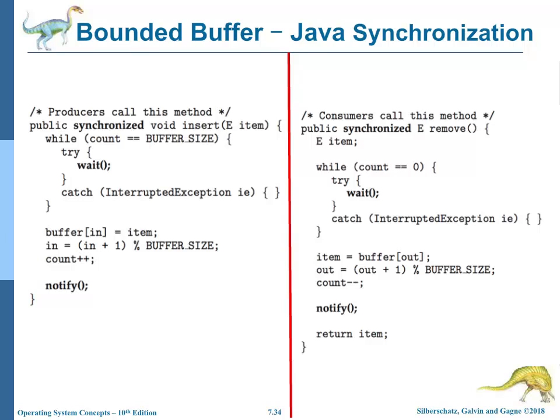It resumes execution from the call to wait. The producer tests the while loop and determines that room is available in the buffer, so the count right now is not equal to buffer size. The producer proceeds with the remainder of the insert method. If no thread is in the wait set for the object, the call to notify is ignored. When the producer exits the method, it releases the lock for the object.